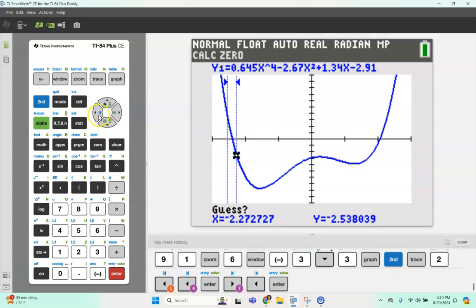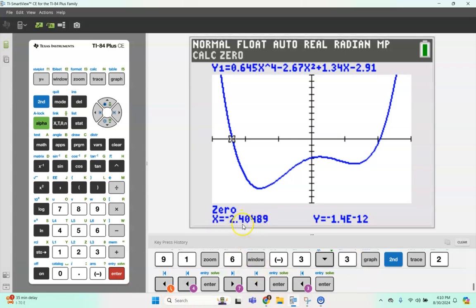Last question, it says guess. I'm going to guess somewhere here in the middle, hit enter. So guess what? We just found the first zero, that is negative 2.40489. But AP Precalc wants you to round to the thousandth. So 1, 2, 3, that's your thousandth. So you take the 8 and then round it up. So I'm going to write negative 2.405. That's where I got that from. Does it make sense? All right.